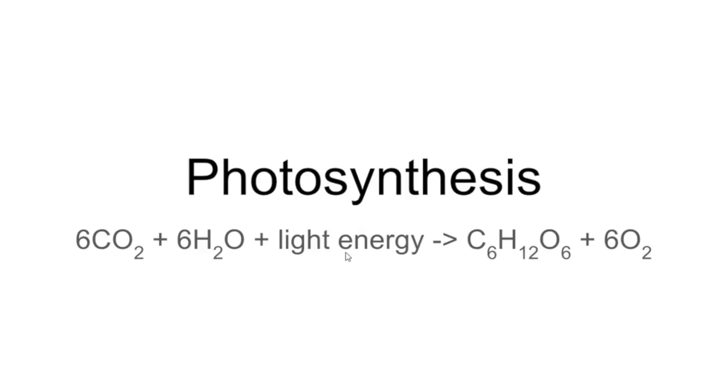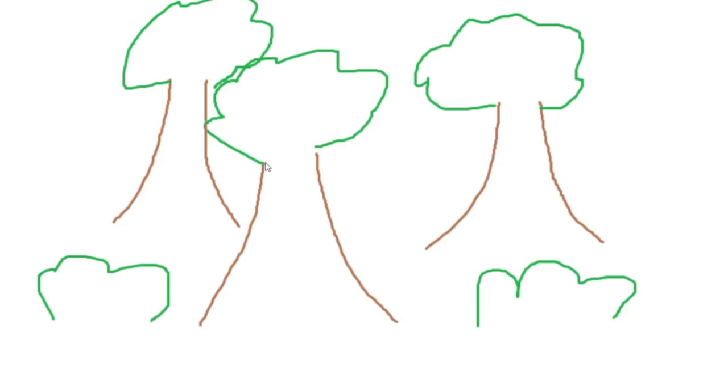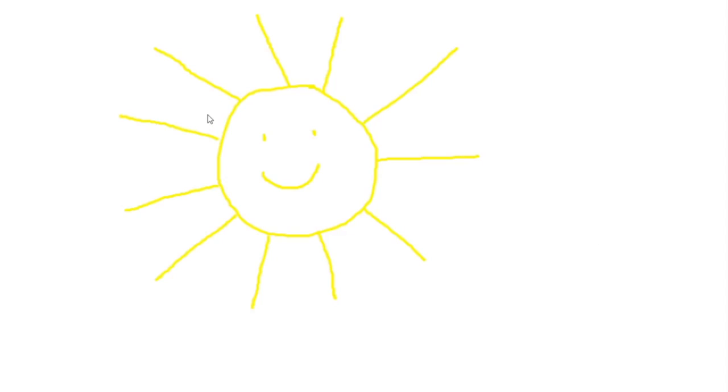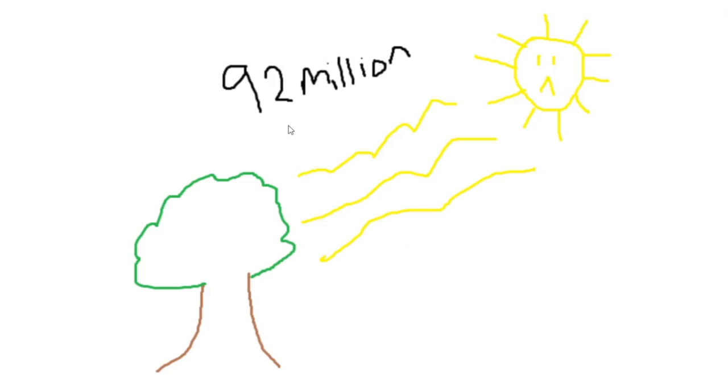Now, this light energy comes from the sun. Wow. So here are plants. These are autotrophs. They take light energy from the sun to produce organic compounds from inorganic compounds, which is really important because these produce the organic compounds that we will eat for energy. And the light energy comes from the sun. Oh wow! 92 million miles away.